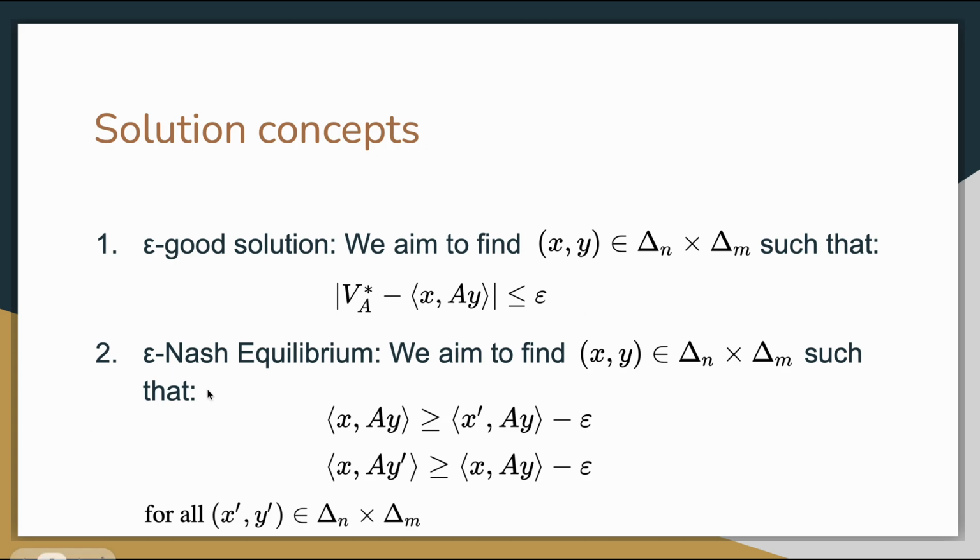The second solution concept is epsilon Nash equilibrium, where we aim to find a pair (x, y) such that two inequalities hold true. The inner product x^T A y is greater than or equal to x'^T A y minus epsilon, and x^T A y is greater than or equal to x^T A y' minus epsilon, and this should hold for all pairs (x', y'). What this says is that the players can deviate from their decision (x, y) and gain by at most epsilon. So this is equilibrium up to some value of epsilon.